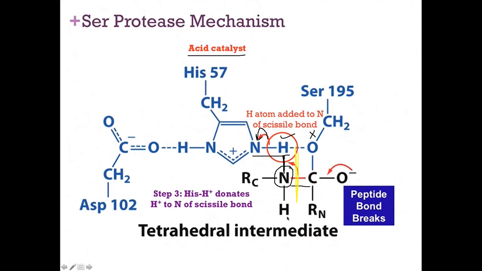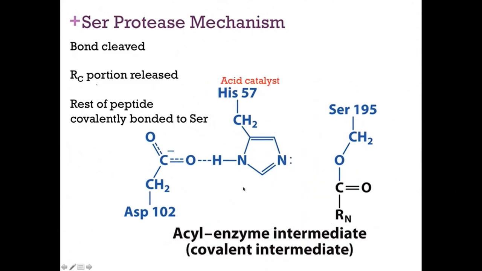Hence, the substrate that has entered the hydrophobic pocket will leave in two fragments. The C-terminal fragment, this one, and the N-terminal fragment, this one, will separate out. The C-terminal will be released free, but the N-terminal will be held to the serine residue for some time. This histidine is back to its original form, but we have a covalent intermediate which has to be separated.